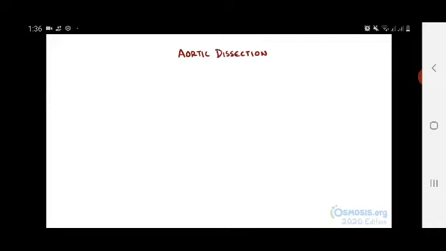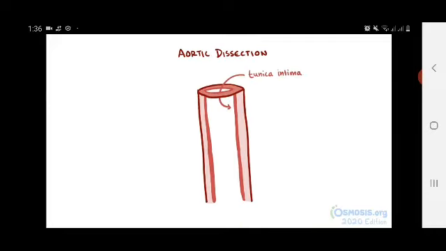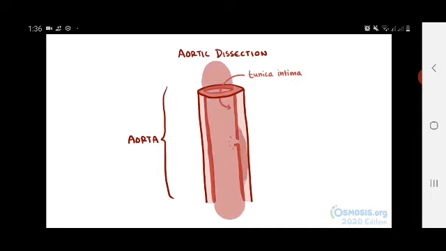An aortic dissection is where part of the tunica intima, which is the endothelial or the innermost layer of the blood vessel, of the aorta is ripped off. What happens is a tear in the tunica intima of the aorta forms, and the high-pressured blood flowing through the aorta begins to tunnel between the tunica intima and the tunica media, separating the two layers.